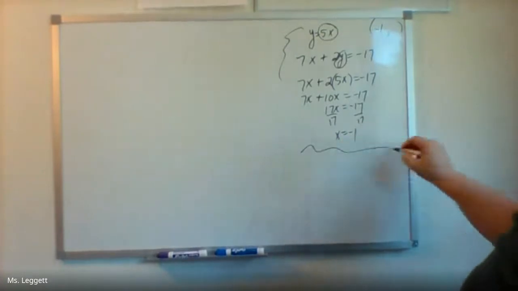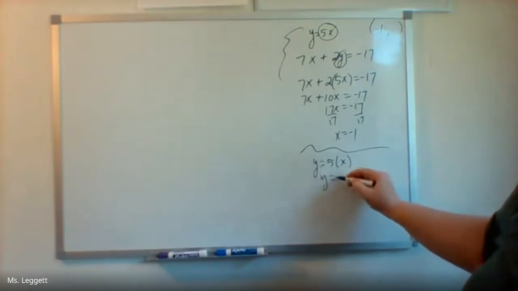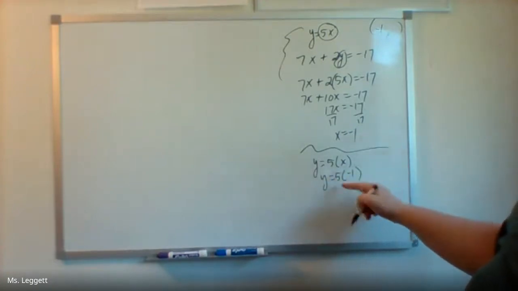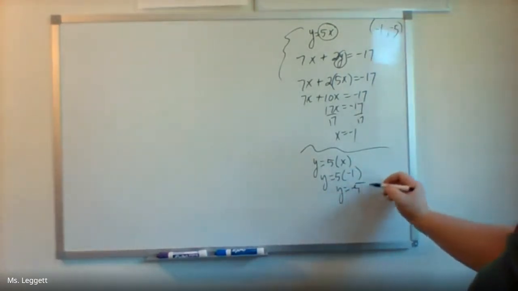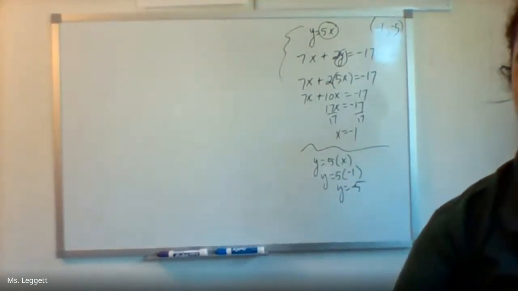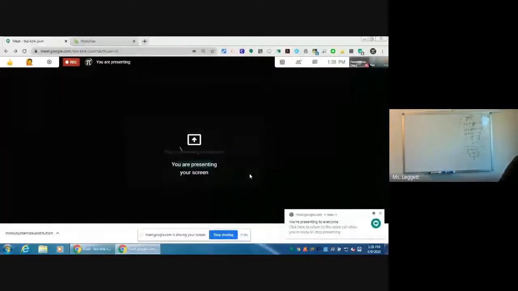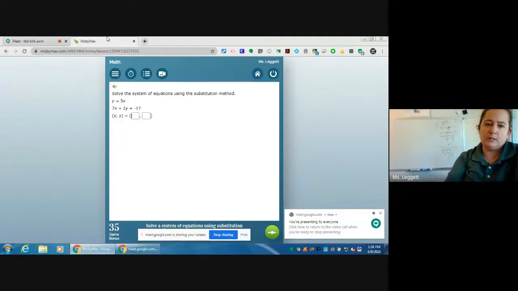So let's do the other part. If y equals 5 times whatever x is, then I just have to plug in my negative 1. 5 times negative 1 is negative 5. Okay, let's put in negative 1, comma, negative 5. Negative 1, negative 5.